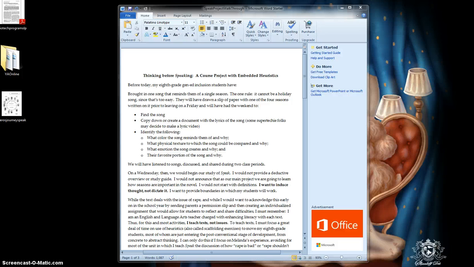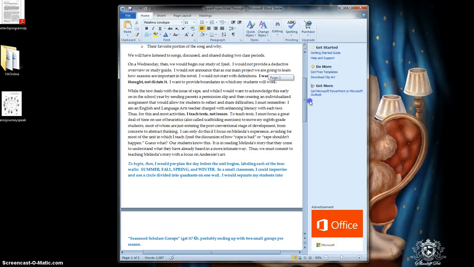While the text deals with the issue of rape, and while I want to acknowledge this early on in the school year by sending a permission slip and creating individualized assignments that would allow for students to reflect and share difficulties, I must remember overall, and I would caution you here with a text like Speak, you are an English and language arts teacher, so am I. We are charged with enhancing literacy with each text. Thus, for this and most activities, I teach texts, not issues.